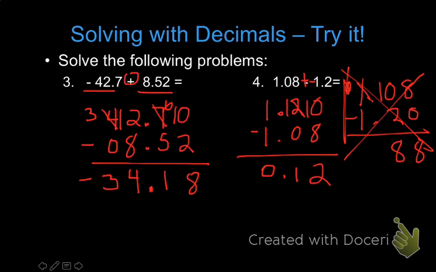0.12 is my answer, but once again I need to look back at my original problem and see which number was bigger, and that gives me the sign of my answer. As I look at the original problem, 1.08, I'm going to think about that like $1.08. And 1.2, I'm going to think about that like $1.20. And $1.20 is bigger than $1.08. The 1.20 or $1.20 is larger, so that means I need to use the sign of that, which is negative on my answer. Negative 0.12 is my answer.